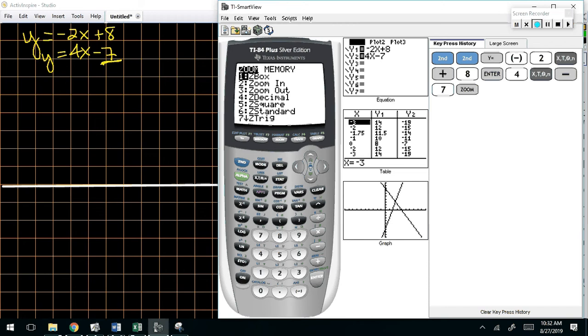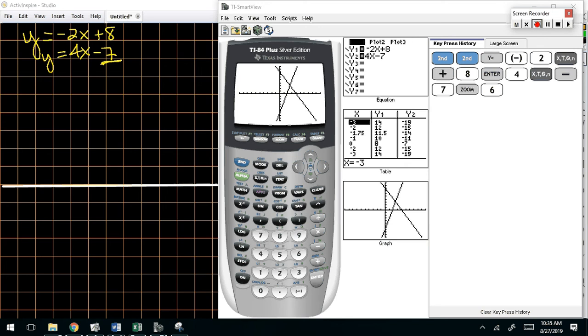Y'all's is different. Y'all's is not going to be a zoom. You're just going to hit graph. So I'm going to zoom 6 on here. And when you look, a zoom 6 gives me a 10 by 10 window, and here are my 2 lines, okay? Hit zoom 6 and it should graph it automatically for you.